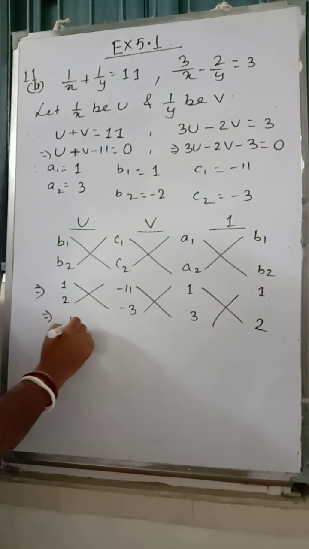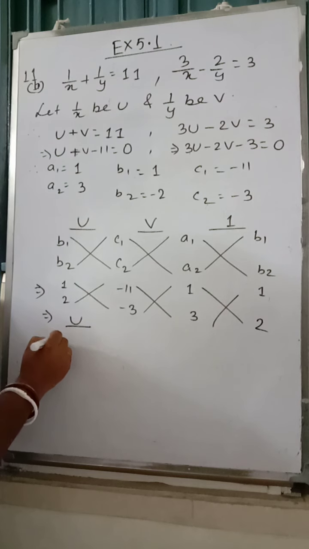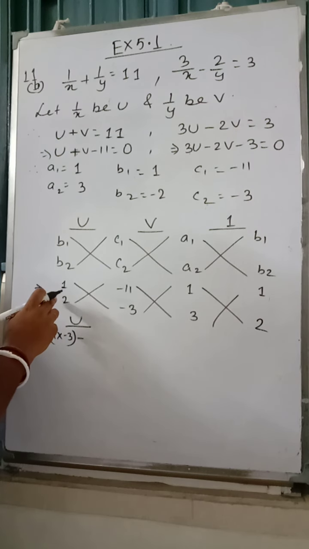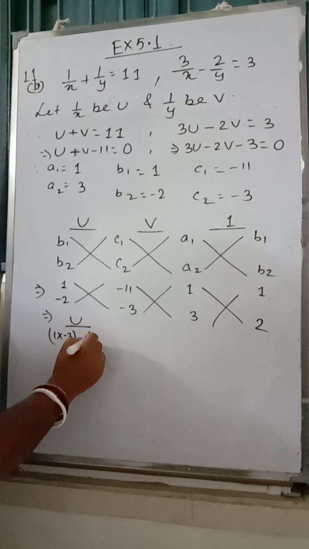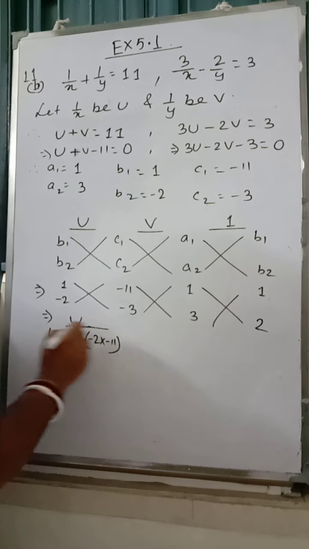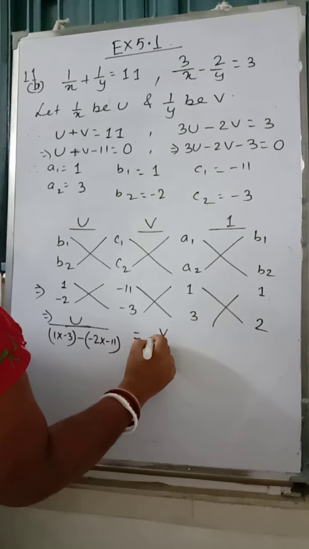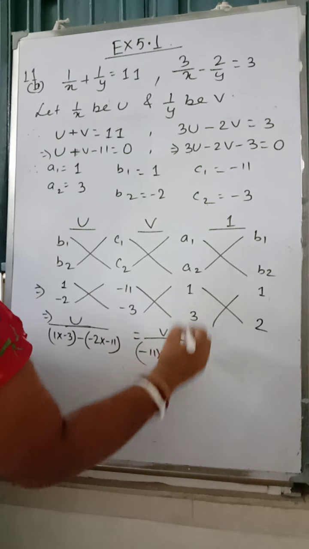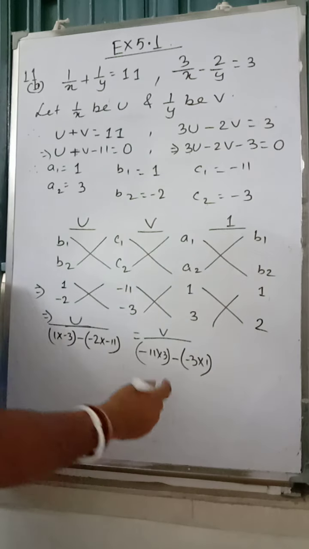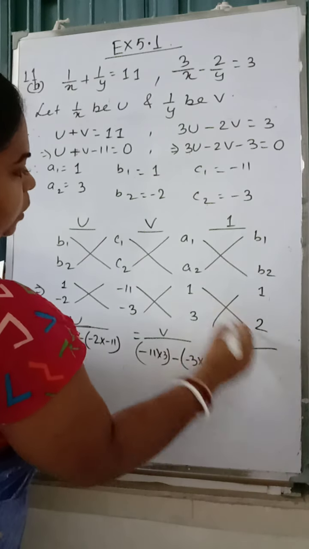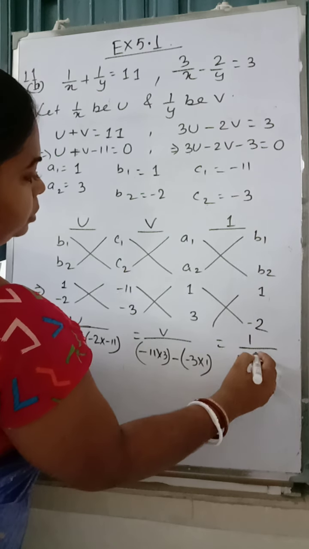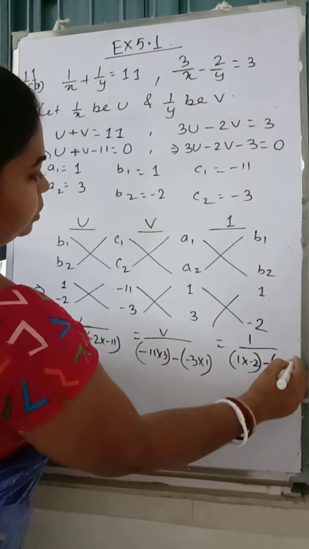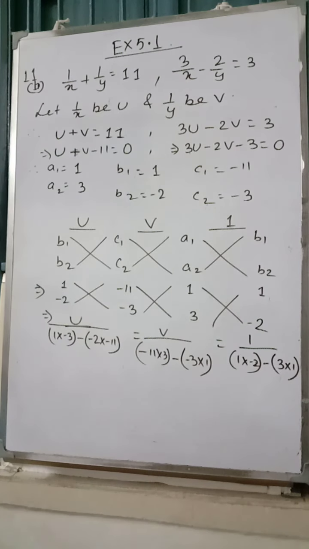So u by b1 into c2, so 1 into minus 3, minus b2 into c1, b2 is minus 2, minus 2 into minus 11, is equal to v by c1 into a2, minus 11 into 3, minus c2 into a1, minus 3 into 1, is equal to 1 by a1 into b2, 1 into minus 2, minus a2 into b1, 3 into 1. So all the values I have placed.